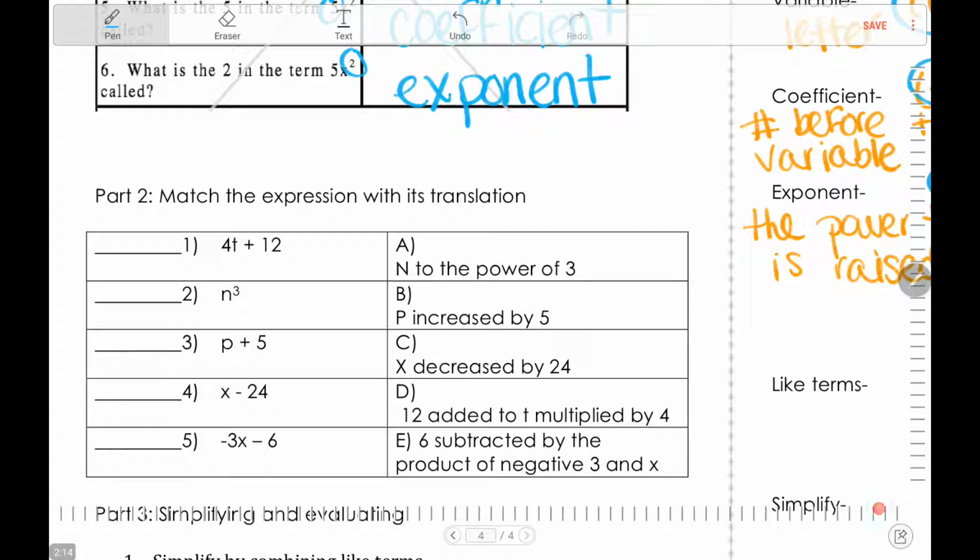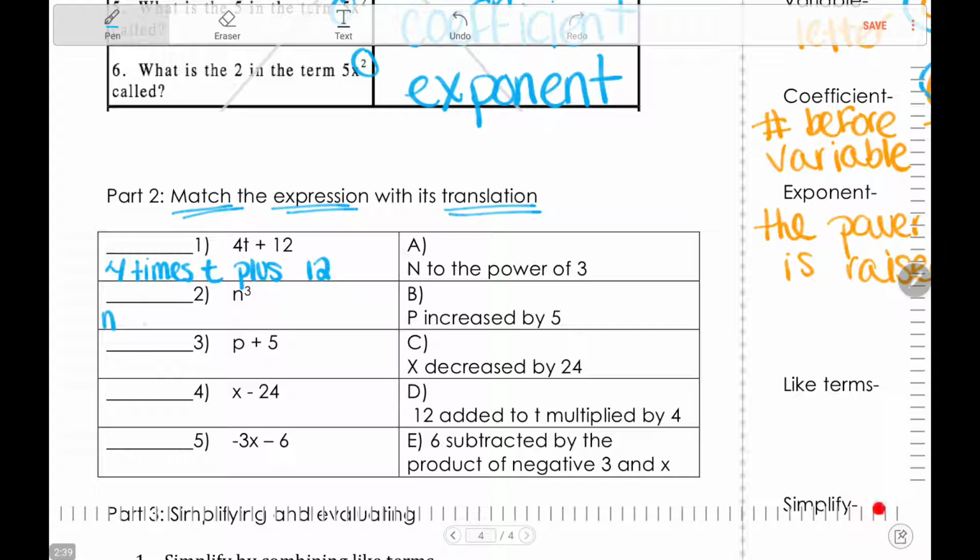All right, part number 2. Match the expression with its translation. Okay, so for the expressions here, I'm going to translate first. 4 times t plus 12. The next one, n to the power of 3. Okay, so go ahead and finish translating those. Great.